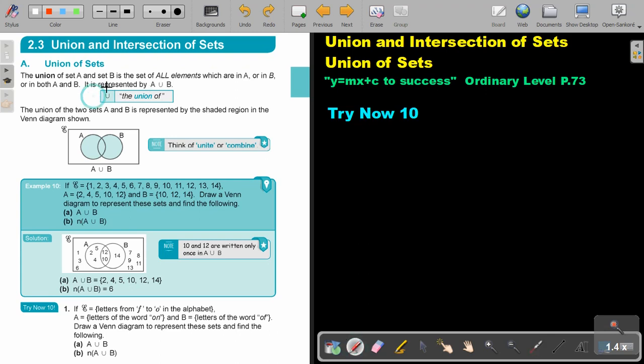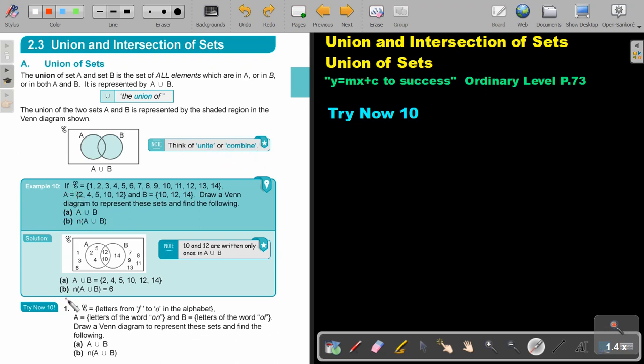Imagine that you can fill it up with the elements of A as well as the elements of B. The union of two sets A and B is represented by the shaded region in the Venn diagram shown. So it's all that and all that. Think of unite or combine.